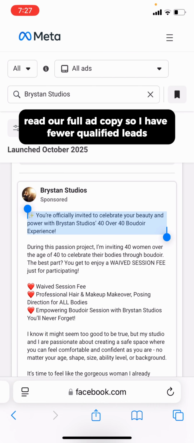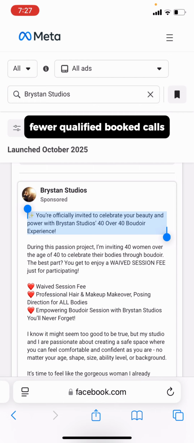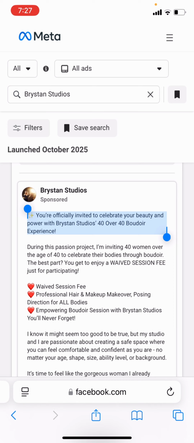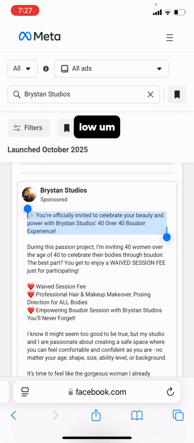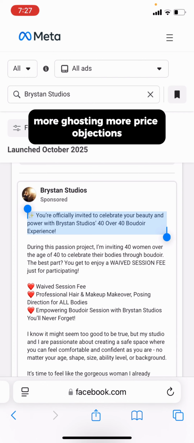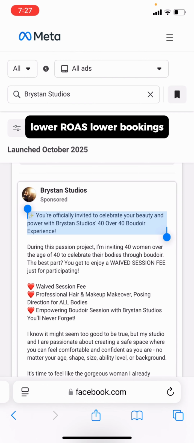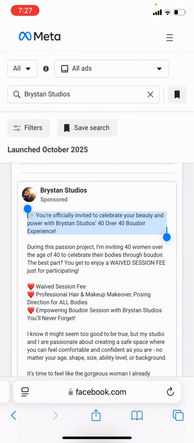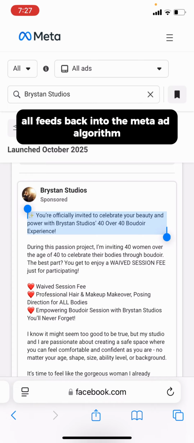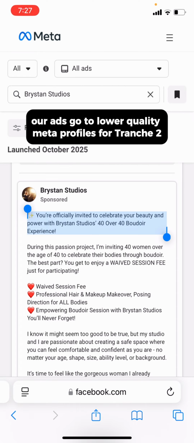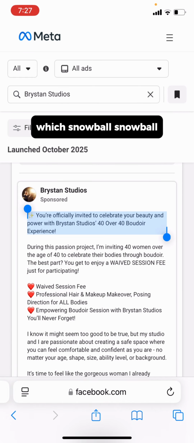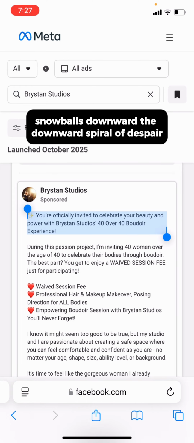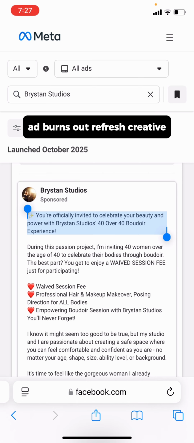So we're having fewer qualified leads, fewer qualified booked calls, fewer qualified sales calls, more tire kickers, more price hunters, more ghosting, more price objections, lower sales, lower revenue, lower ROAS, lower bookings from tranche one. All feeds back into the meta ad algorithm. Our ads go to lower quality meta profiles for tranche two, which means same ad spend, worse results, which snowballs downward, the downward spiral of despair. Ad burns out, refresh creative.